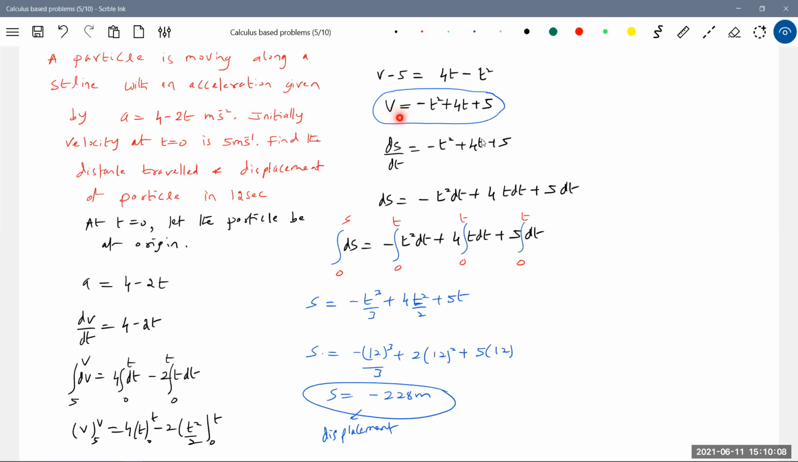What do you mean by positive and negative values of velocity? It's going to change the direction of motion. If v is positive, it was moving along the positive x-axis. If v is negative, it is moving along the negative x-axis. Then definitely, you go back to the kinematics.